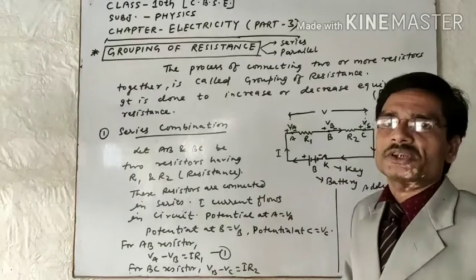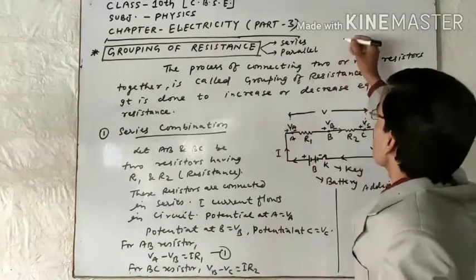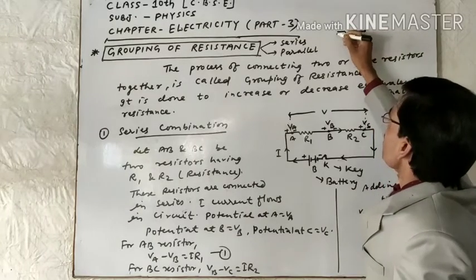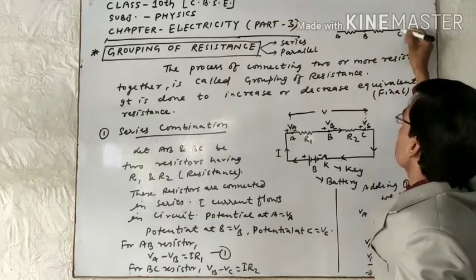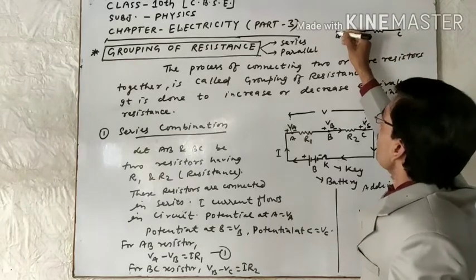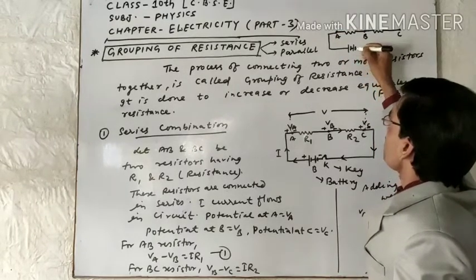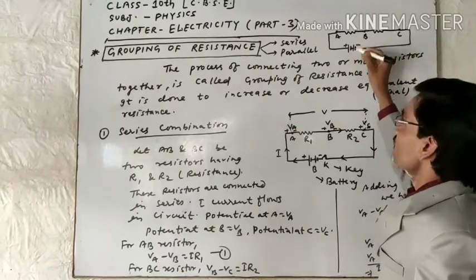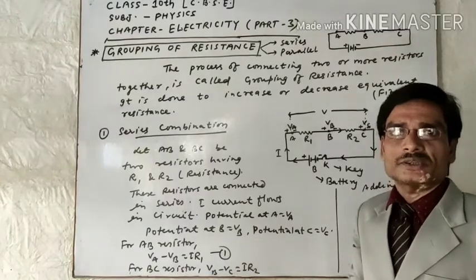First of all, try to understand what you mean by series combination. Here there are different resistors. Resistor AB, this is resistor BC, and this is also connected in a circuit. I have made a rough diagram. हमने rough diagram बनाया है for explaining the series combination.